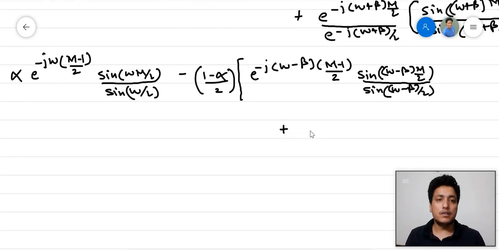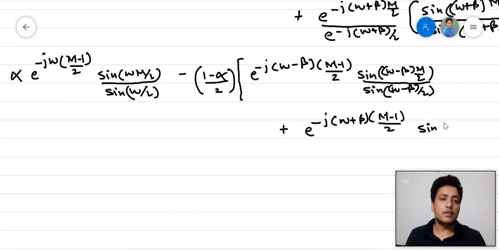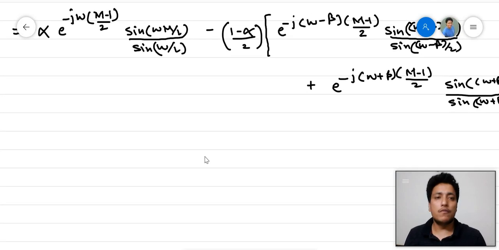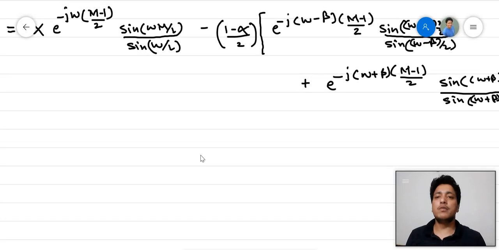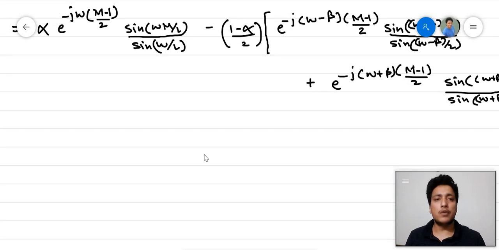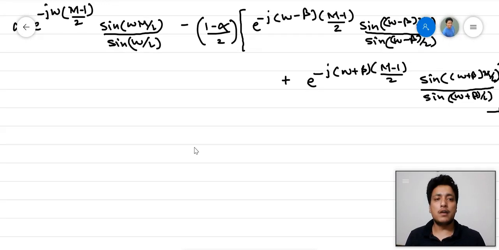Similarly, we can write plus exponential minus j (omega plus beta) (m minus 1) by 2. Then again we can write sine (omega plus beta) m by 2 over sine (omega plus beta) by 2. We have the window function, and we already knew we are much more interested in the magnitude part instead of the phase part.